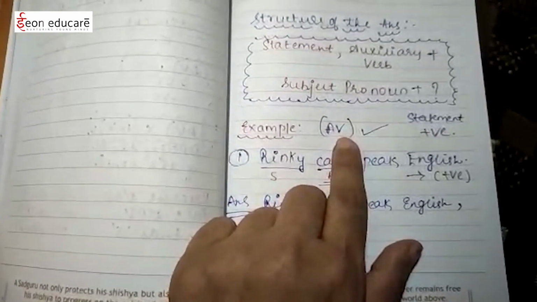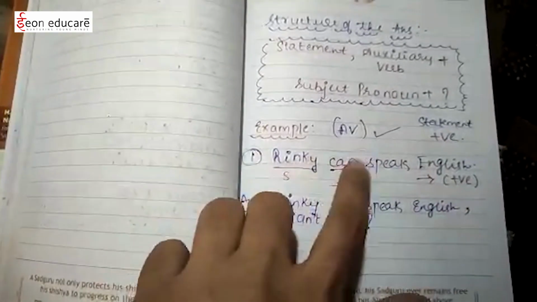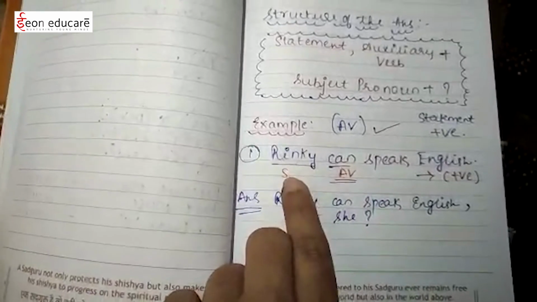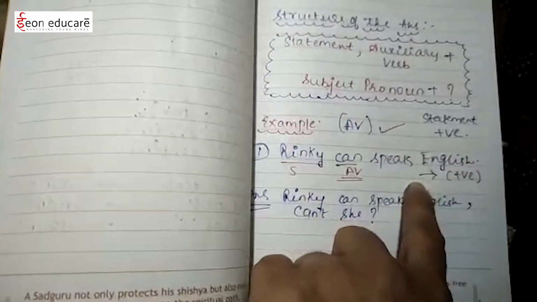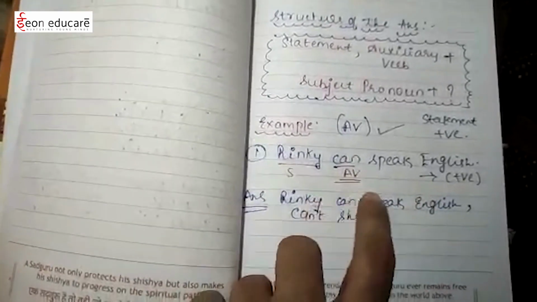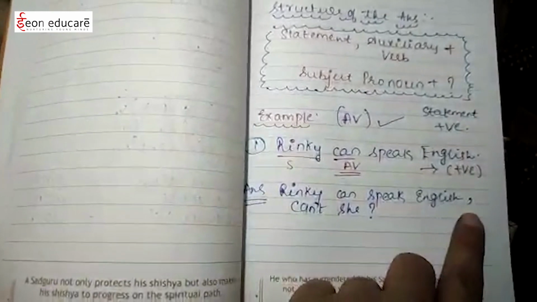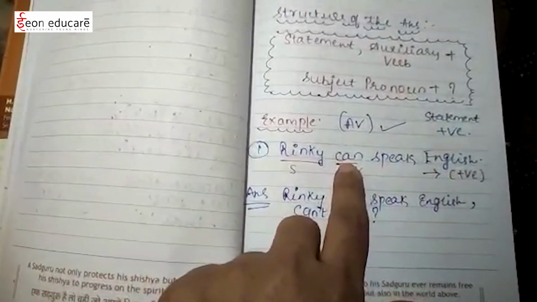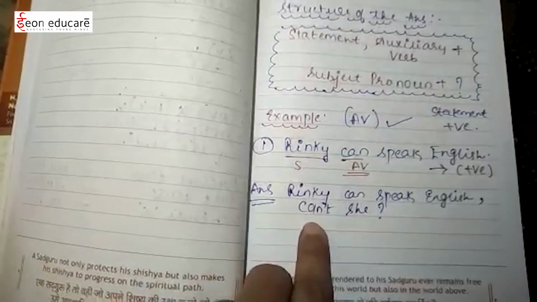When we are having auxiliary verb and when we are having statement positive. Rinky can speak English. Can is my auxiliary verb. Rinky is what? Subject. This statement is positive or negative, students? Positive. So Rinky can speak English. Check out, statement I had written as it is. After that statement, comma, auxiliary verb can. Rule says positive to negative. Can gets converted into can't.